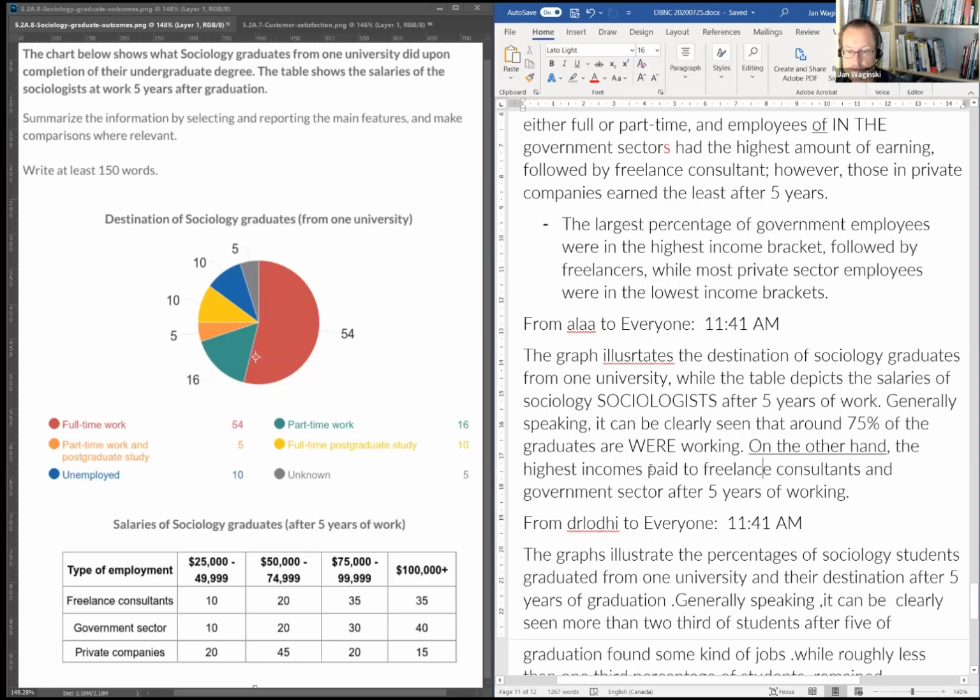The highest incomes were paid to freelance consultants in government sector. See, you pay to people, right? So freelance consultants is right, but then government sector is not people anymore. So you need one more word here. Psychologist, a sociologist. Okay, or just employees. Okay. Workers after 5 years of working.